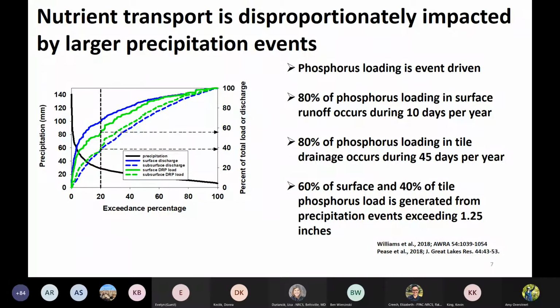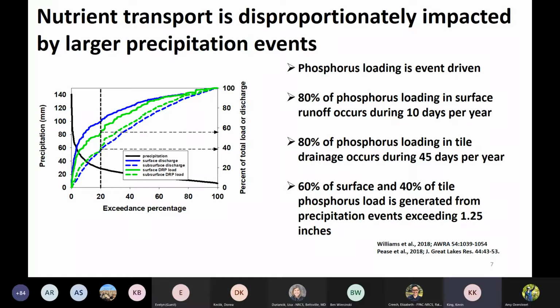To better understand the interaction of source and transport mechanisms, we can look at data from the Western Lake Erie Basin, ARS Edge of Field Network here in Ohio. Using discharge and water quality data from roughly 8,000 rainfall events across 40+ privately owned and operated crop production farms, we've shown that 80% of the nitrogen and phosphorus loading in runoff occurs during 10 days per year, while 80% of the nitrogen and phosphorus loading in the tile drainage occurs during 45 days per year.